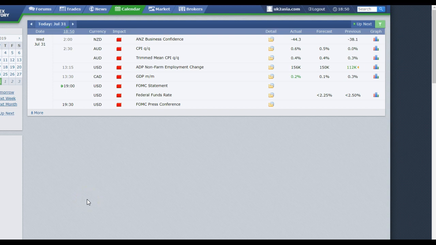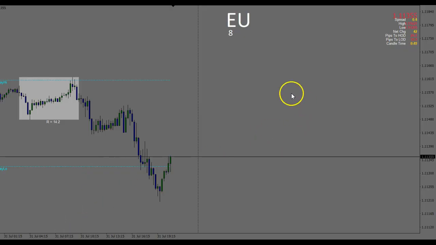So here we are back again. Time is almost 7 o'clock. How long have we got? A couple of minutes to go probably. And this is the news event we're looking at now: FOMC statement, US dollar, and the federal funds rate. That's what we're going to be looking at. So let's get straight over to the charts, see how long we've got. We've got 49 seconds before that news event kicks in.